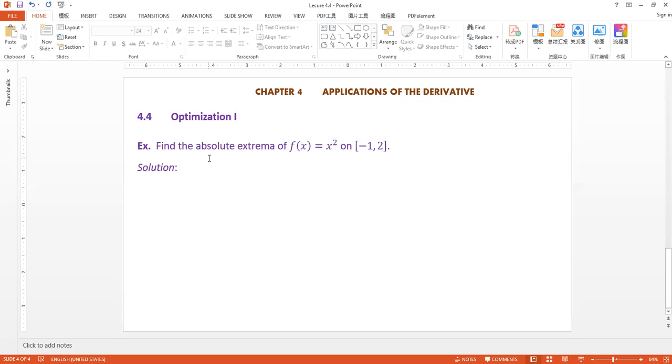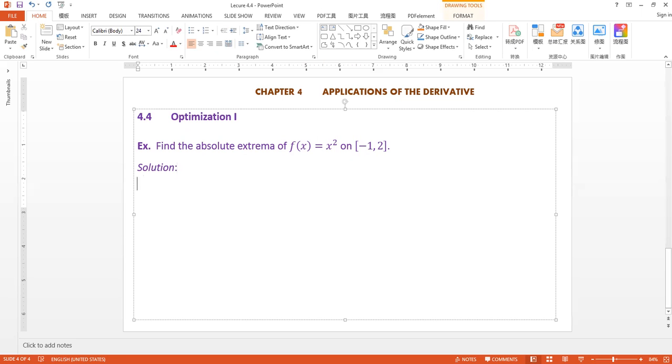Okay. So in this example, we need to find the absolute extrema of the function f equal to x squared on the closed interval from -1 to 2. So let's just work out the problem. This is a pretty simple function. We can illustrate the steps of locating absolute extrema in this simple example. So first, let's try to find the critical numbers of the function f.